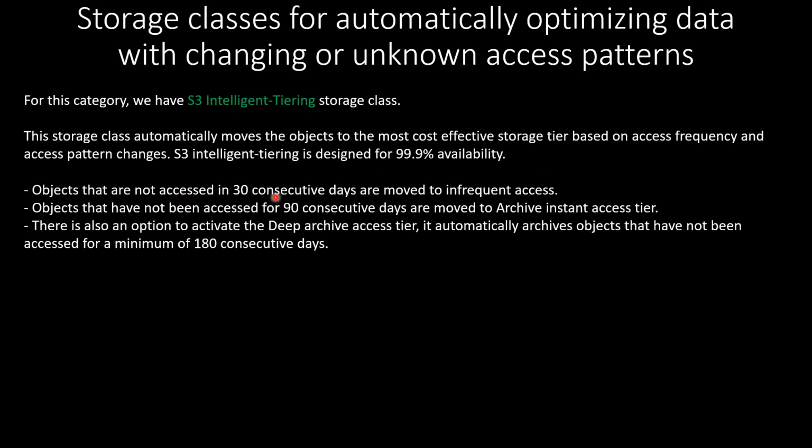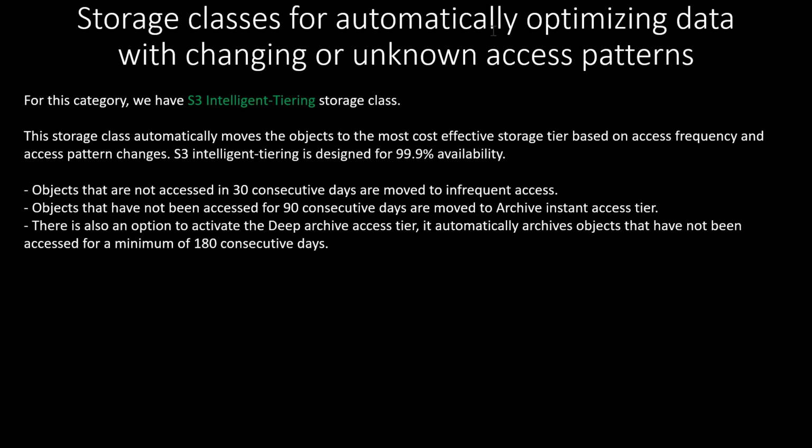Objects that are not accessed in 30 consecutive days are moved to infrequent access. So we do not need to do anything manually. If we select this class, AWS will automatically move the objects to different classes based on these patterns. Objects that have not been accessed for 90 consecutive days are moved to the Archive Instant Access tier. There is also an option to activate the Deep Archive Access tier. It automatically archives objects that have not been accessed for a minimum of 180 consecutive days. So these were the different storage classes that we have.